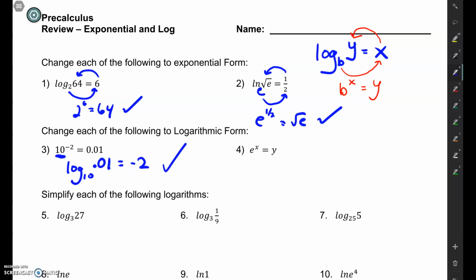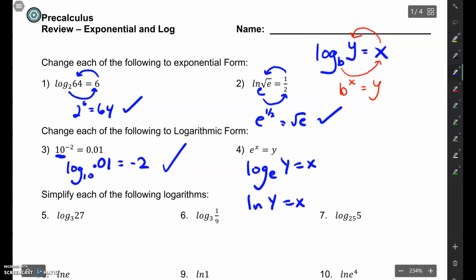How do we change this one to log? That's e to the x equals y. It would be log base e, which there's another word for that. It's natural log, but anyways, log base e of y equals x, or natural log of y equals x. Both of these answers are correct.